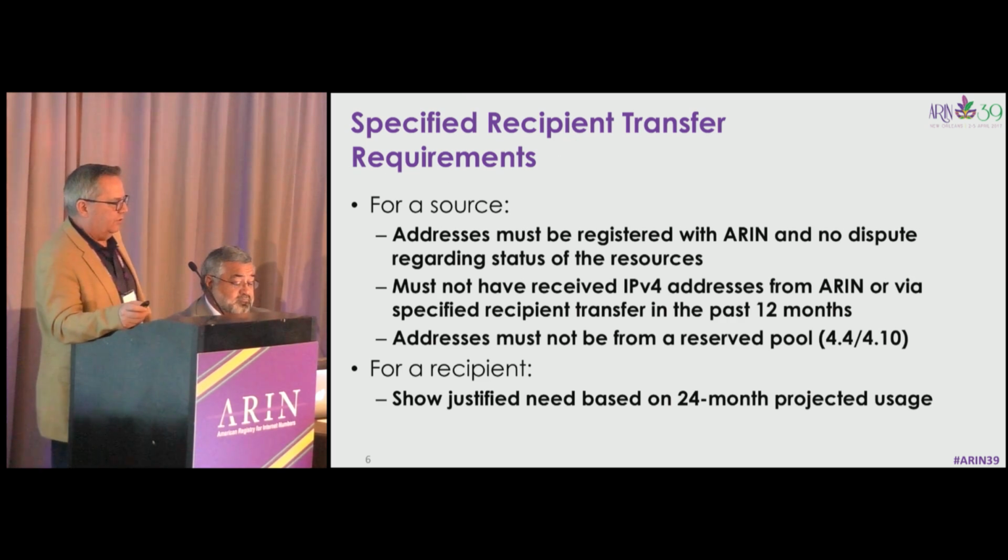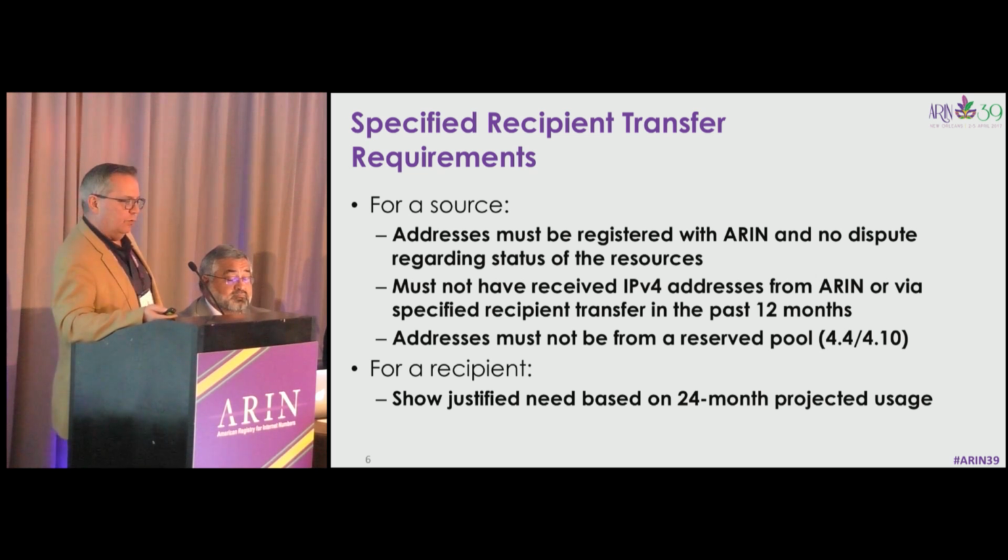So the requirements for a source: the addresses must be registered with ARIN. They can't be involved in any dispute. So we work very quickly. If there's a dispute that comes up, we have to work very quickly to resolve that dispute. That sometimes can happen. That sometimes can't happen and takes a long time. But we just can't take the chance of transferring something that there's more than one organization out there claiming the rights to. So we have to go through all the documentation to make sure we get that right.